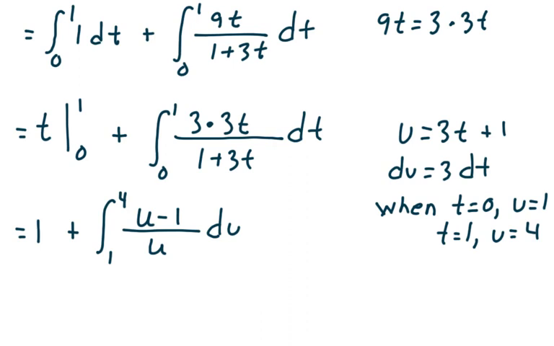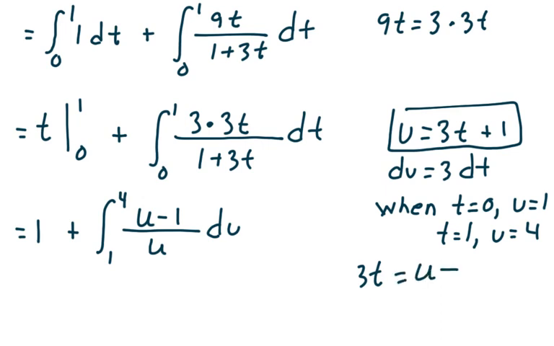So I do a u substitution to capture that second integral. So I'm going to let u equal 3t plus 1. Du is 3 dt. When t is 0, plugging up here, I get u is 1. When t is 1, u is 4. And so this is 1 plus the integral from 1 to 4 of. Now, remember, 3t is equal to u minus 1. So this is the integral from 1 to 4 of u minus 1 divided by u du.